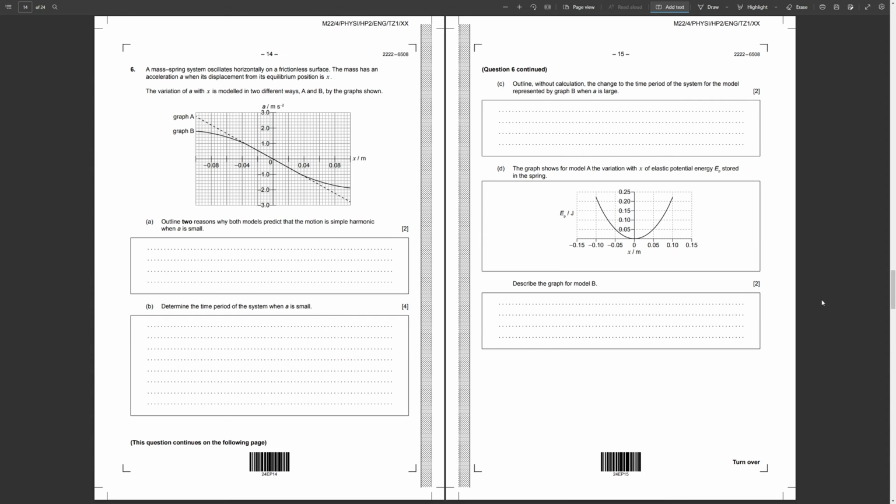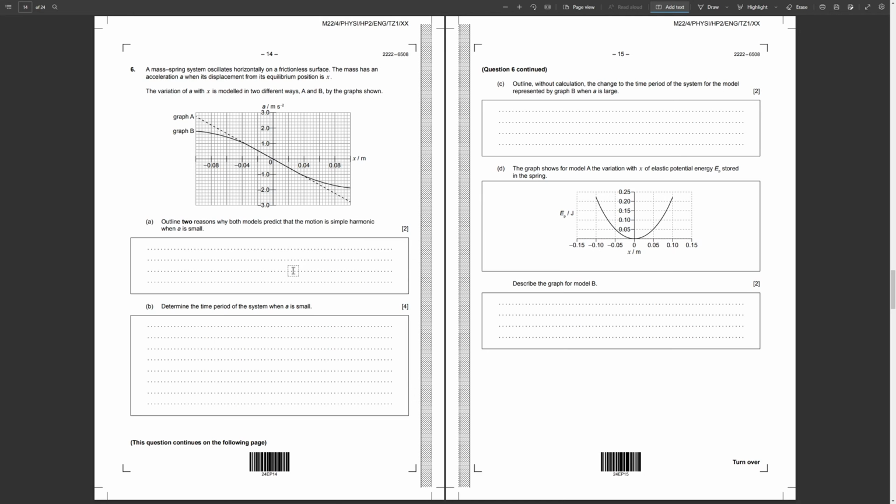Question 6. There is a mass spring system oscillating on a frictionless table. The acceleration of the mass varies with its displacement from the equilibrium as shown in the graph. Using this graph, we can tell it is executing simple harmonic motion only when the acceleration is small and when the displacement is small.